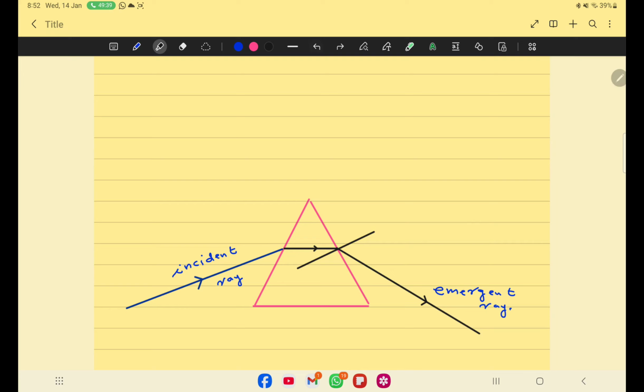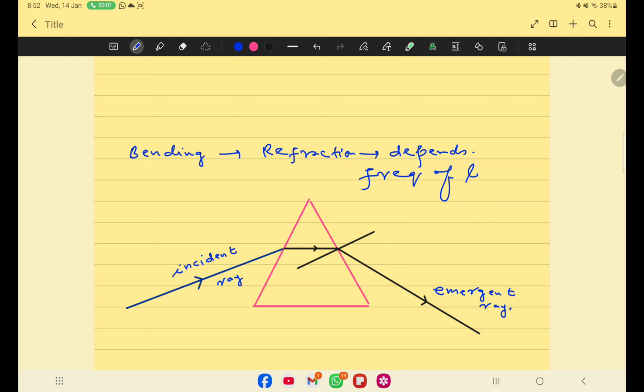Okay, so the same rules will be used as for the glass block. Number one, number two, bending of light is called refraction. And remember, refraction depends upon the frequency of light. Note down this sentence. This is a very important sentence for the next two questions.